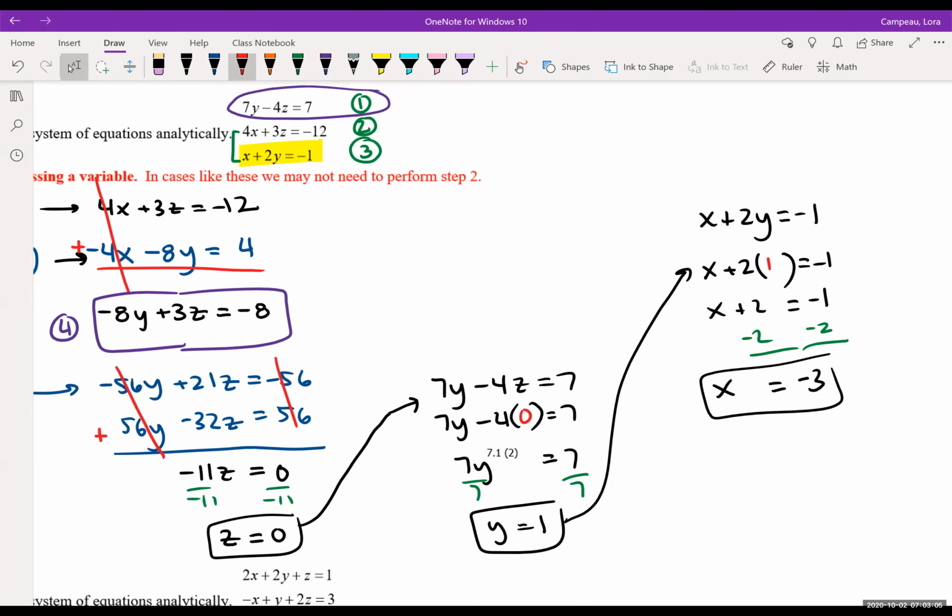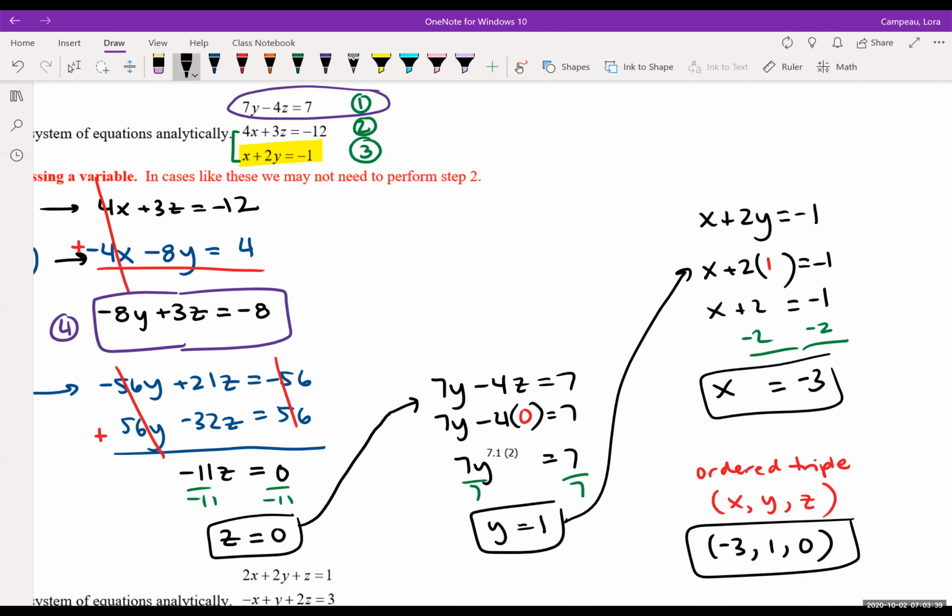Usually you'll see this in the back of your textbook or your answers. It's okay if you want to circle x equals negative 3, y equals 1, z equals 0, but usually we'll have an ordered triple, or ordered triplet, because sometimes it's different than the ordered pair. So usually you're always writing them in this format. In our final solution, the x term comes first, the y second, and the z last. So you'll usually see this as your final answer: negative 3, 1, and 0.